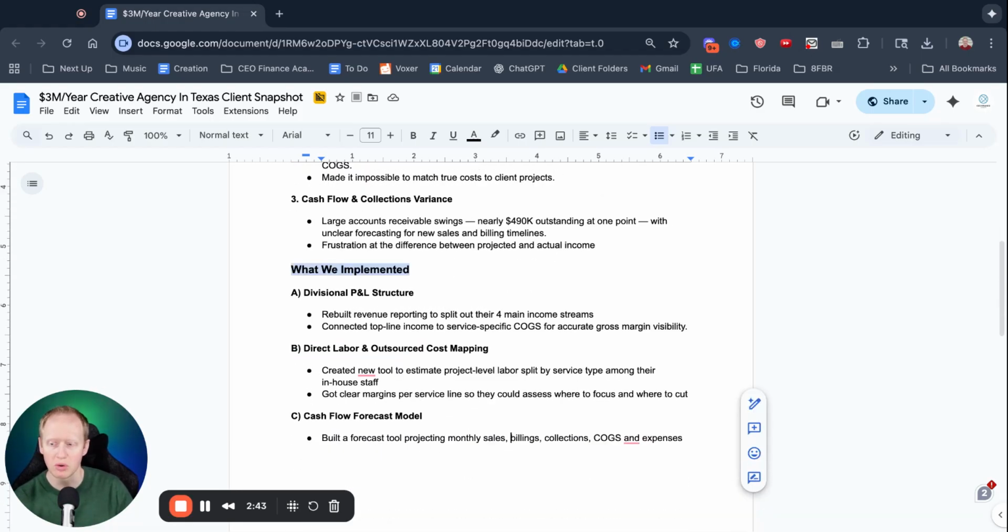Step number two was we looked at their direct labor and outsourced costs, meaning the people that were performing their services, and said, hey, if you have these people on salary, let's figure out how much of their time is spent doing these types of jobs. Came up with this really cool tool that I thought was super fun, but I'm a big nerd, to split out all of their labor. And then we could get exact gross margins per product or service that they offered.